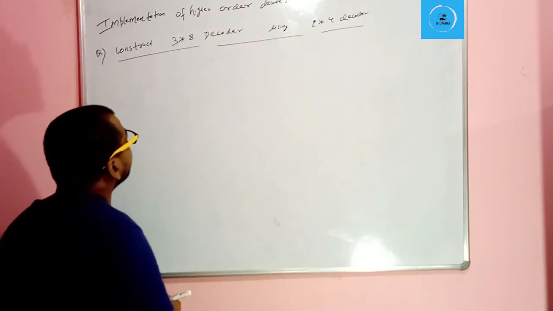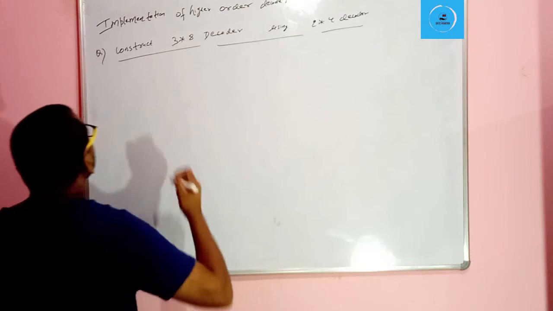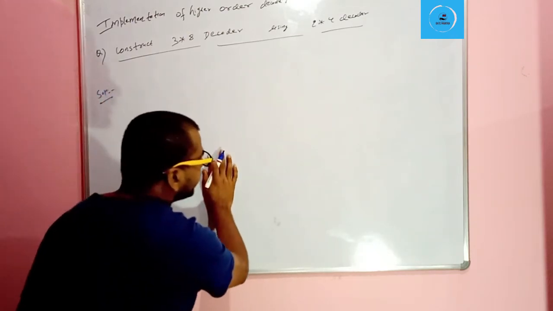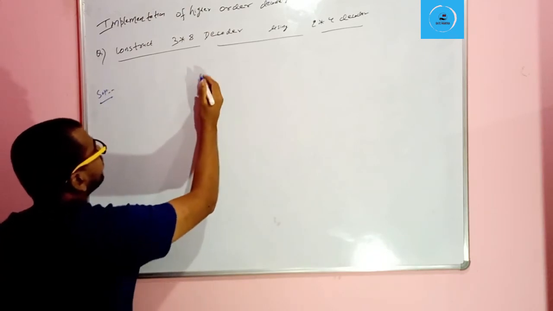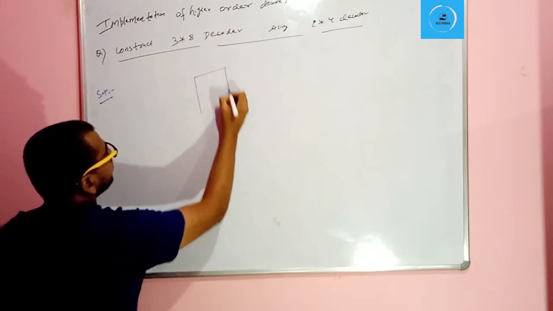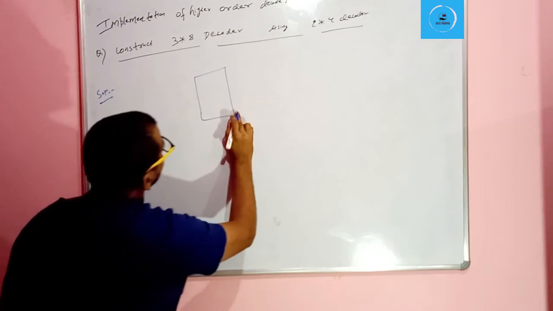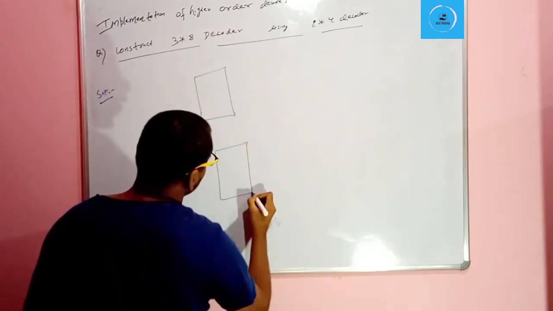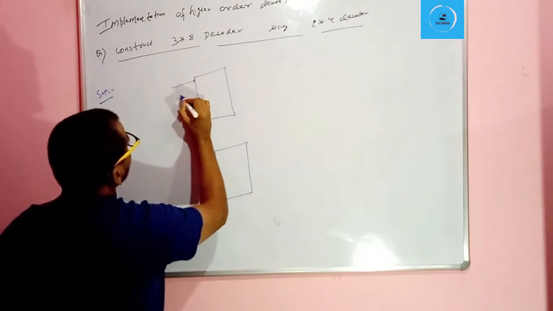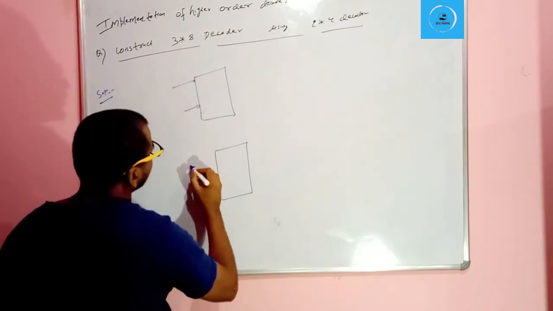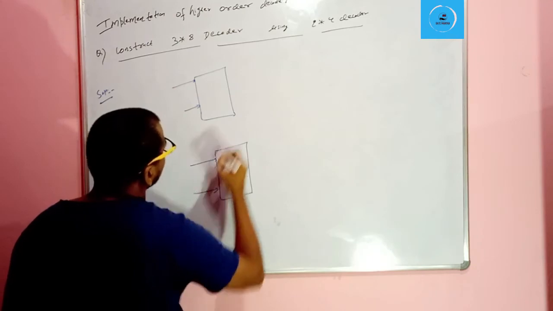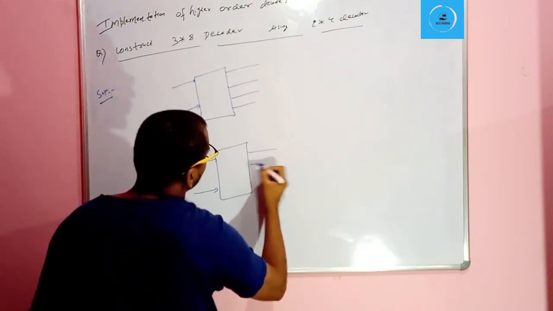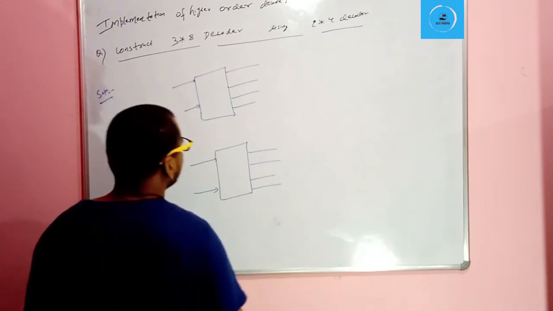So we are going to solve this. We are going to draw the block diagram and solve it. So here 2 to 4 decoder: we will write here one 2 to 4 decoder, and we will write here a second 2 to 4 decoder. We will give 2 inputs here, 2 inputs here, and 4 outputs here and 4 outputs here, right?